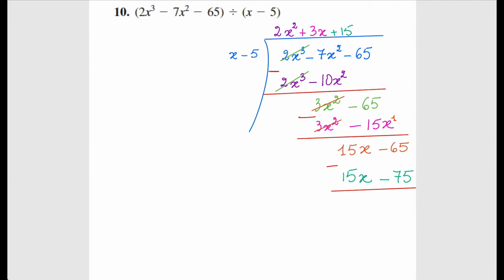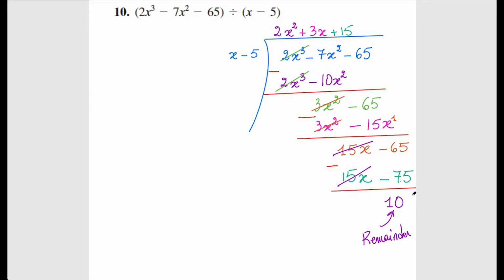Okay, so let's do that. And what do we obtain? 15x minus 15x, 0. Remember, we should get the 0 because that's how we engineered that guy, so that it cancels that term. And minus 65 minus the minus is plus 75. Minus 65 plus 75, that's a 10, correct? And that's the constant I was looking for. That's the remainder.